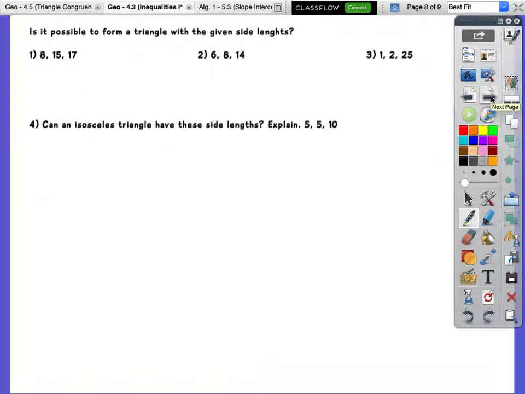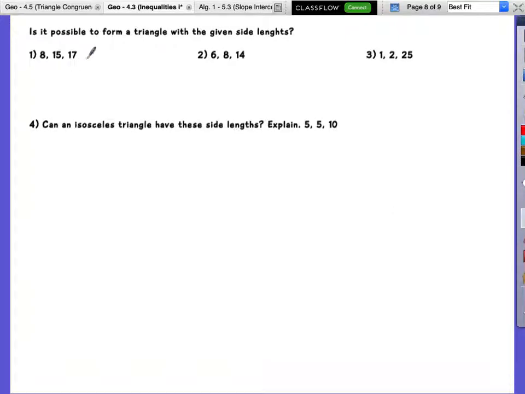Alright, so we're going to ask, is it possible to form a triangle with these given side lengths? Right below this, number 1: 8, 15, and 17. If we have these three side lengths, a side of 8, a side of 15, and a side of 17, 17 plus 15 is bigger than 8. Okay, so which one did it say to check? 15 plus 8 is bigger than 17.